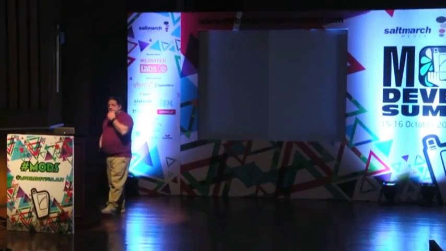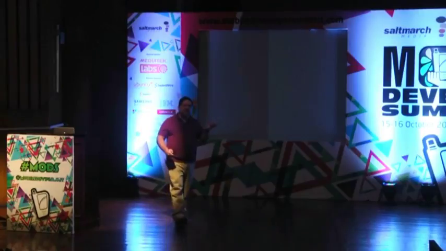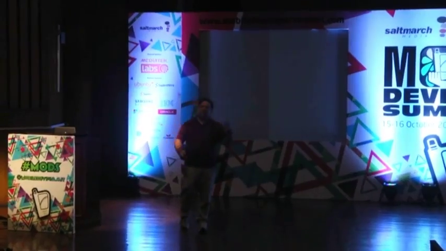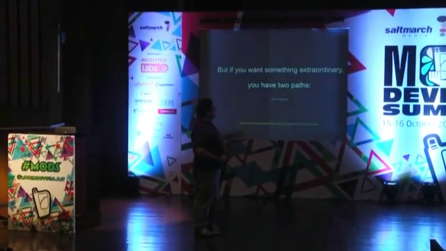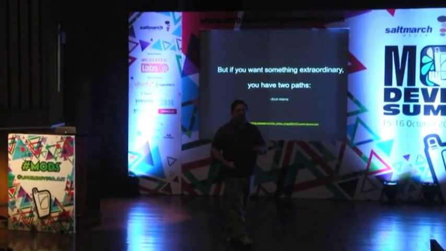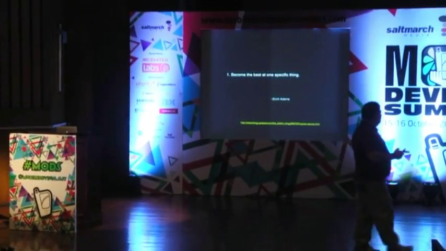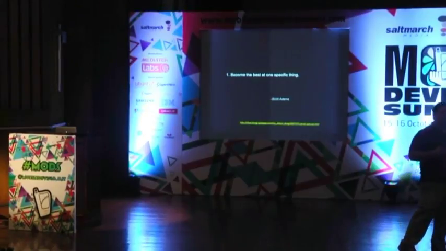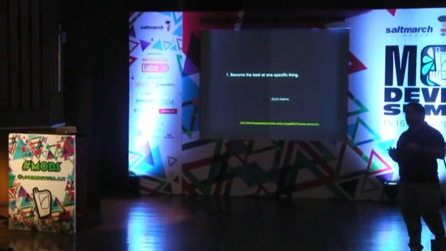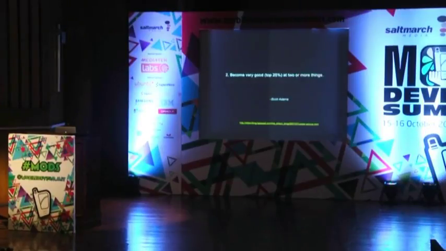Okay. So, back to Scott Adams, the creator of Dilbert. He told you if you want to be average, you go to school, you find a job, you show up. But if you want something extraordinary, there are two ways you can go about it. Way one is you can become the best at something. You can become better than 95% of people, and you will succeed. Or, and this is the way I live my life, you become very good at two or more things.